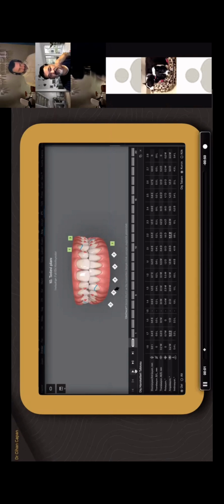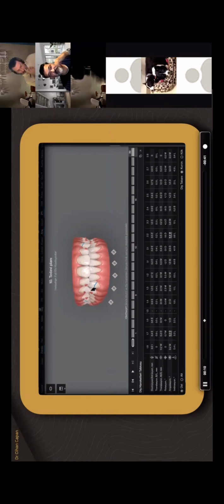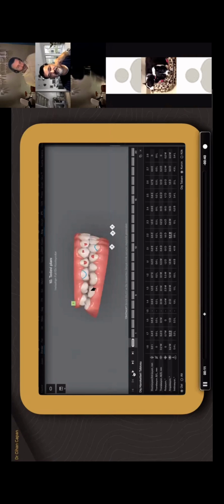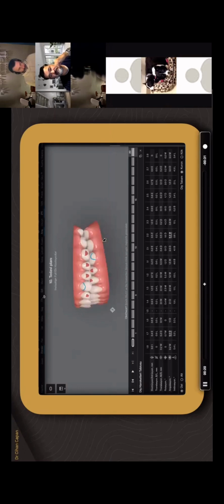We are doing the IPR on the lower for a better bite and to correct the midline. And you can see there are really fewer attachments. We are just extruding them, and we are using the class 3 over here and the class 2 over here. And you can see the optimized extrusion attachments on the left side.